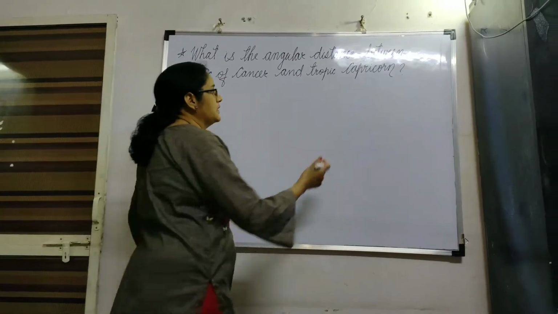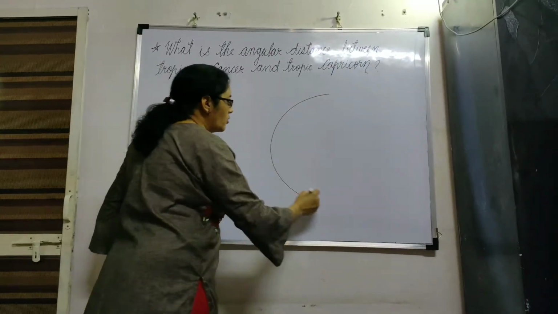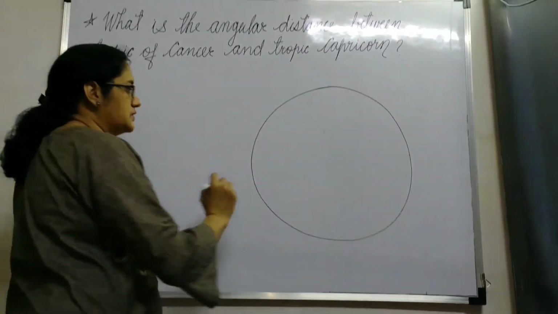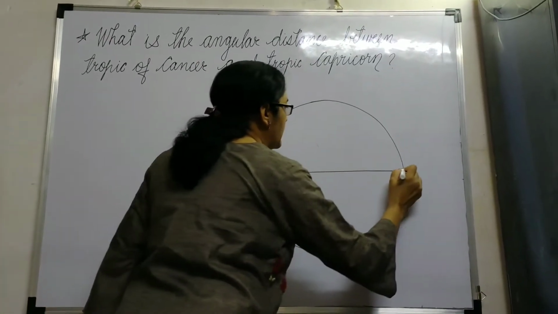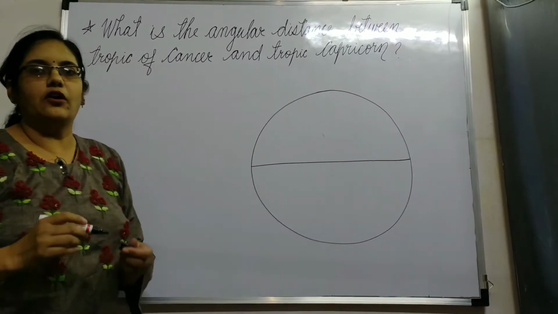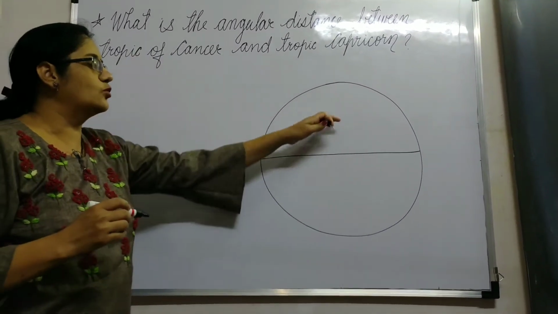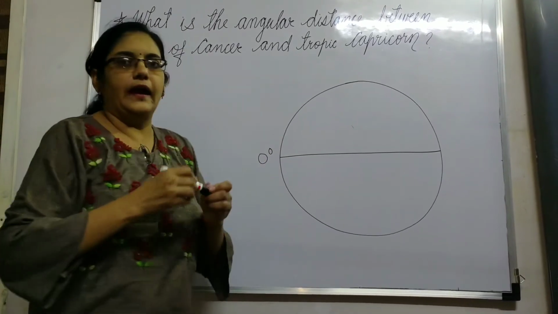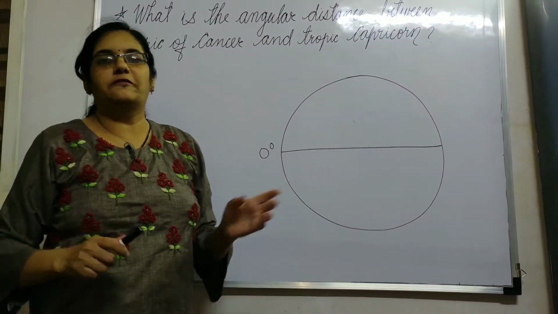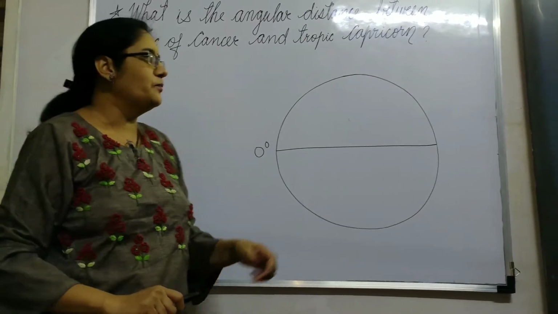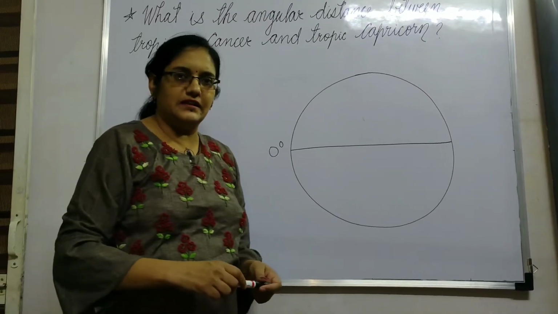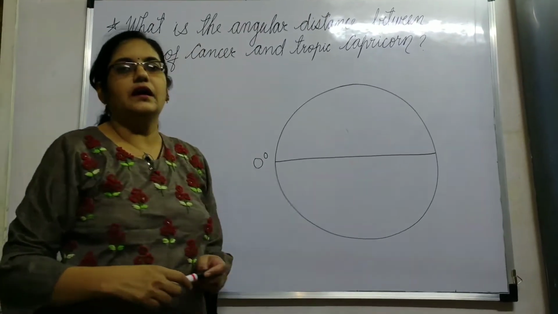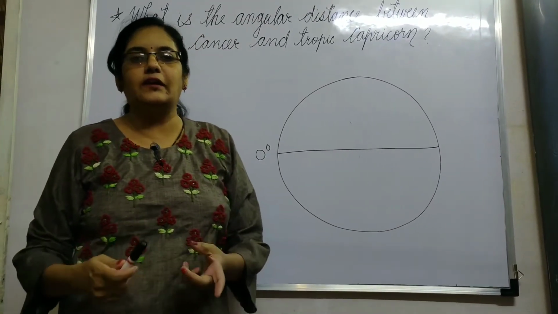See, if I draw a circle over here, this becomes my earth, and if I divide this earth with a horizontal line exactly into equal parts, that becomes my equator. And you had learnt the definition of latitude. What is latitude? It is the angular distance from equator to any place. It is the angular distance. How do you measure angular distance?